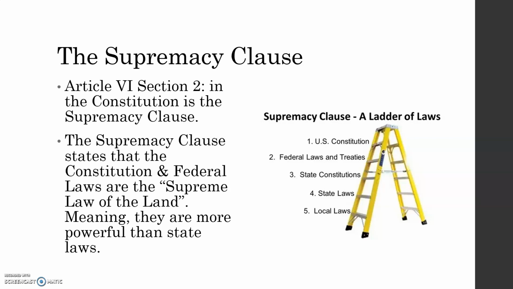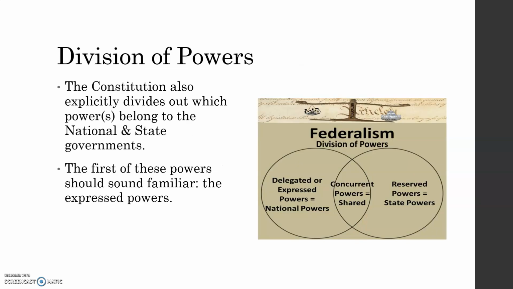Tomorrow we're going to be talking more specifically about how the Constitution divides the powers. If you're looking at this picture to my right, it maybe looks a little bit familiar. We're going to be talking specifically about what the national government gets, the express powers, what the states specifically get, which are the reserved powers, and what's something that they both have at the same time. Those are known as concurrent powers. Anyway, that's my short, brief introduction of what federalism is, guys.